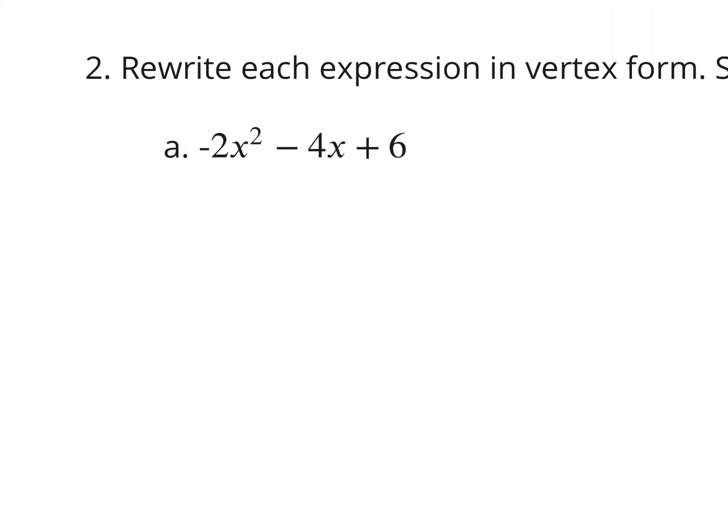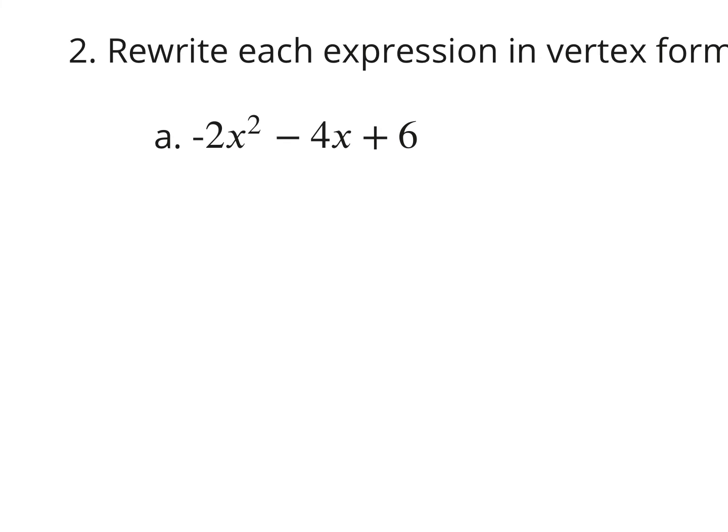So question 2 now wants you to rewrite each expression in vertex form. Make sure you show your reasoning. So go ahead, pause the video, and try to follow based on the steps in the previous question to rewrite this in vertex form. All right, let's take a look. So the first thing I'm going to do is I'm going to factor out the -2. So now I have x squared plus 2x minus 3.